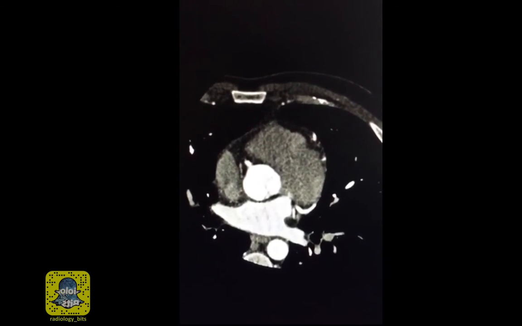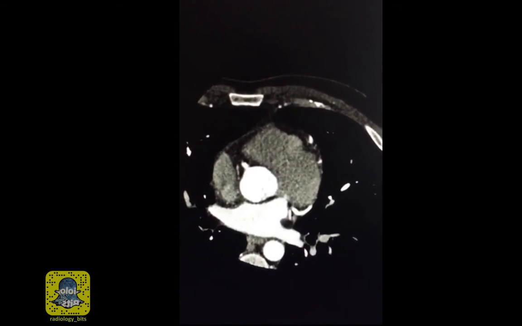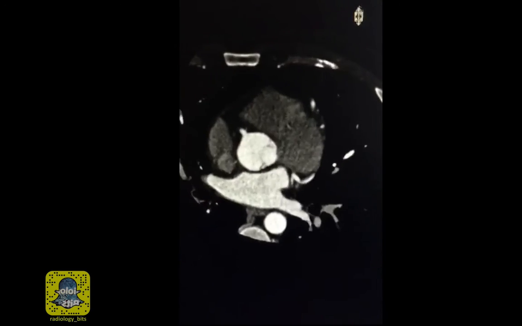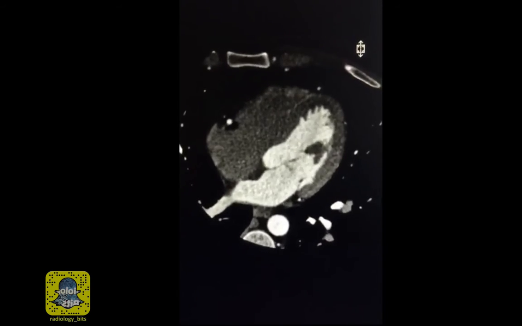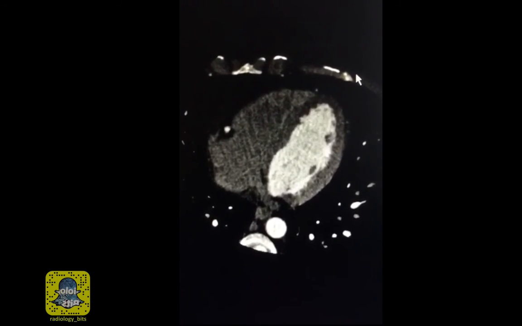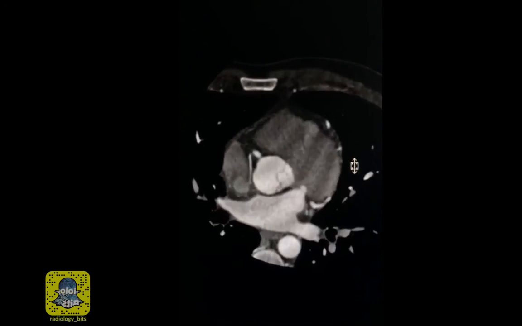This short clip is mainly to show you the major role of cardiac CT in assessing the coronary arteries. So as you see, the images here are magnified to enhance the cardiac structures, in particular the coronaries. And all the cardiac structures are clearly seen with no motion artifacts.